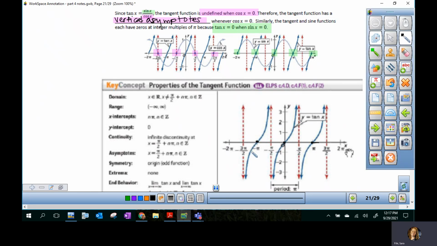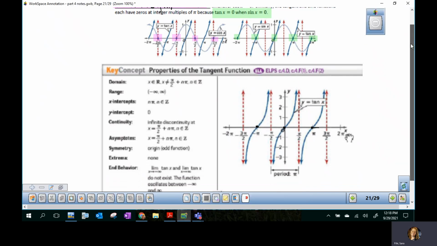Now, this is not that U shape and alternating, opening up, opening down, opening up, opening down. In between each asymptote, they all have the same identical curve. It's continuous in between each asymptote. It's increasing from left to right. And then in between the next set of asymptotes, it's the exact same curve, right? No change. So what does that mean for the period?